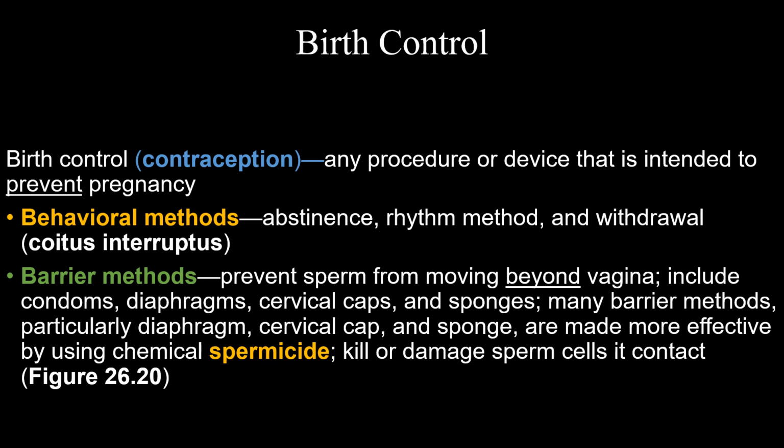And there are many, many of these barrier methods, and most of them, especially the diaphragm, cervical cap, and sponge, are made more effective when using a chemical spermicide, which kills or damages sperm cells that it comes in contact with. Spermicides can be available without a prescription, and many are purchased as foams, creams, or jellies.